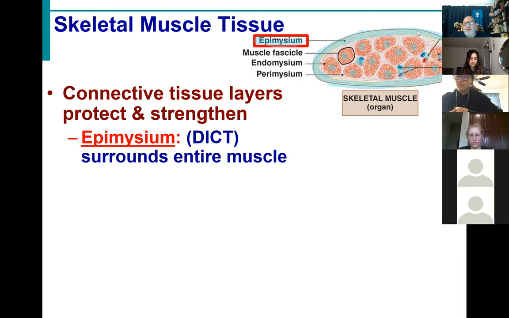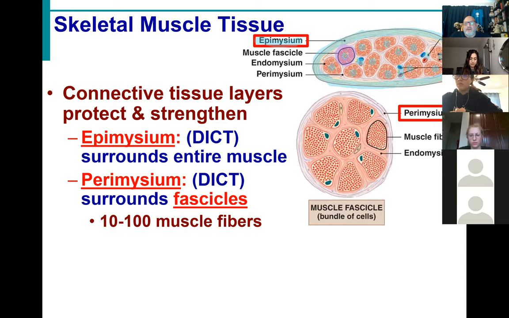Notice we can pull out one of the fascicles and look at that. This fascicle, as we know, is a bundle of muscle cells, usually tens to hundreds. Obviously, this is just an illustration, so there are 8 muscle cells inside of this fascicle. This fascicle, this bundle, is formed by a dense irregular connective tissue that, based on its location, we call a perimysium.